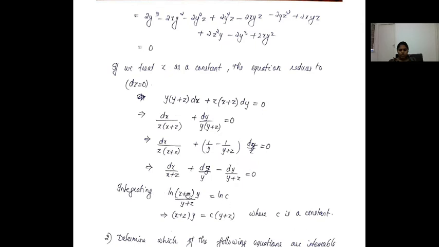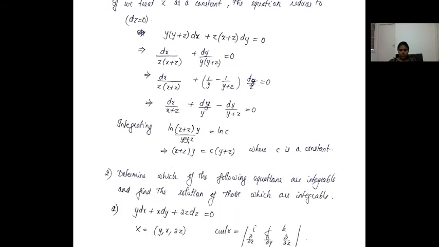Now on integrating you will get log of (x plus z) into y by (y plus z) equal to an arbitrary constant. I am taking it as log c, and taking exponentials on both sides you will get (x plus z) y equal to c into (y plus z), where c is a constant. So that is the primitive for the given equation.